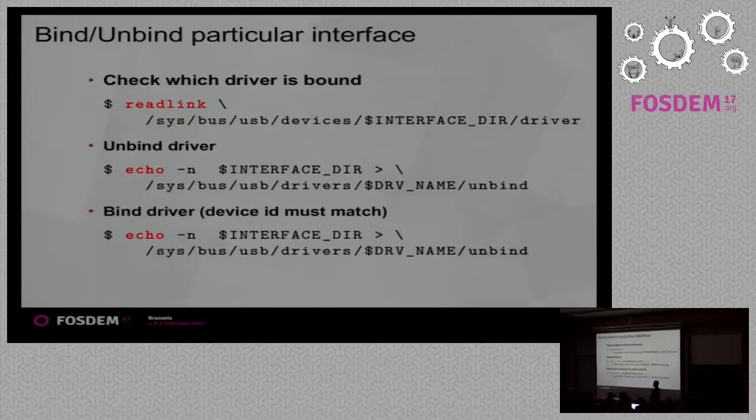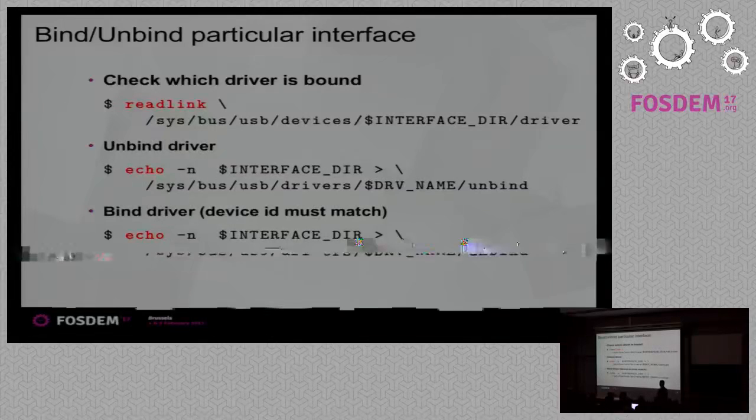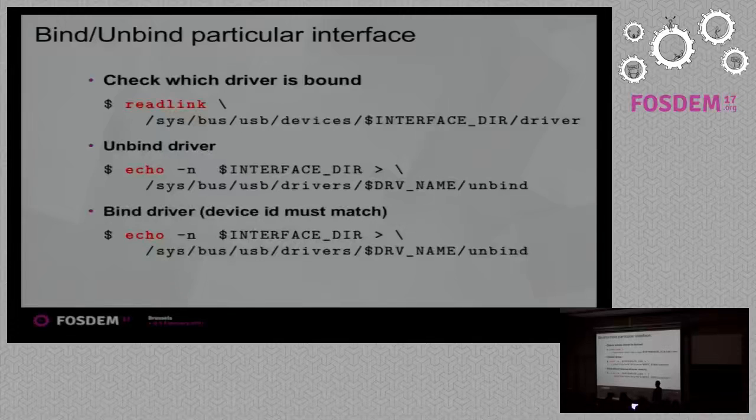Okay, so that's what you need to do to add a new device ID. And what if you would like to say, okay, kernel, you're smart, but I'm smarter than you, and I would like you to choose this driver, not that one. You simply can check which driver is currently bound to this interface. You can unbind this driver and simply bind another one. Here we should have bind, not unbind. It's definitely not going to work.